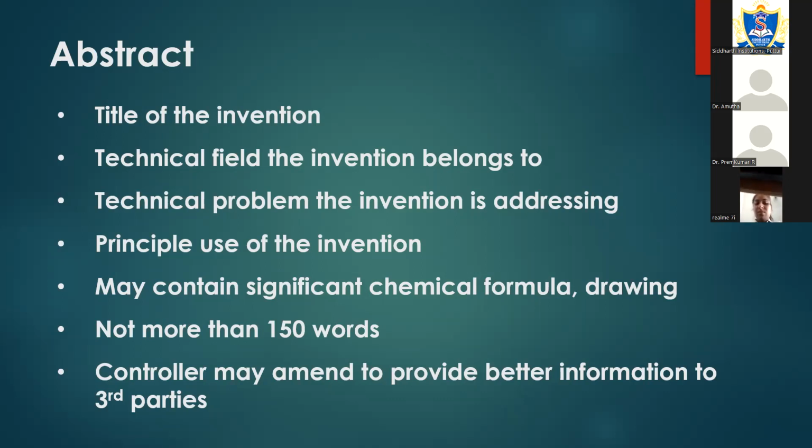And if he or she is not satisfied, then he or she can alter the abstract himself or herself, but not the other specifications. Only this part of the specification can be altered by the controller or the patent office, and not any other parts. Other parts of the specifications will have to be edited or modified only by the applicant.